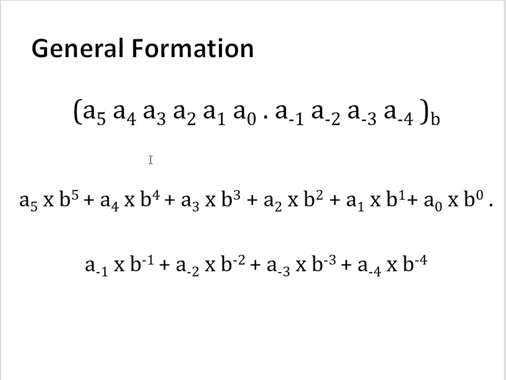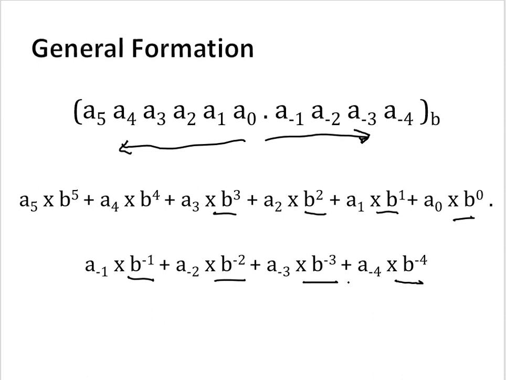So the general formation for writing a number system is defined like this: it has the integer part as well as the fractional part. Both are defined with powers starting from b raised to 0, b raised to 1, b raised to 2, b raised to 3, and so on. For the fractional part, the digits are multiplied with b raised to minus 1, b raised to minus 2, b raised to minus 3, b raised to minus 4, with respect to that particular number that we have given. Okay, so that is the general information for the number system.